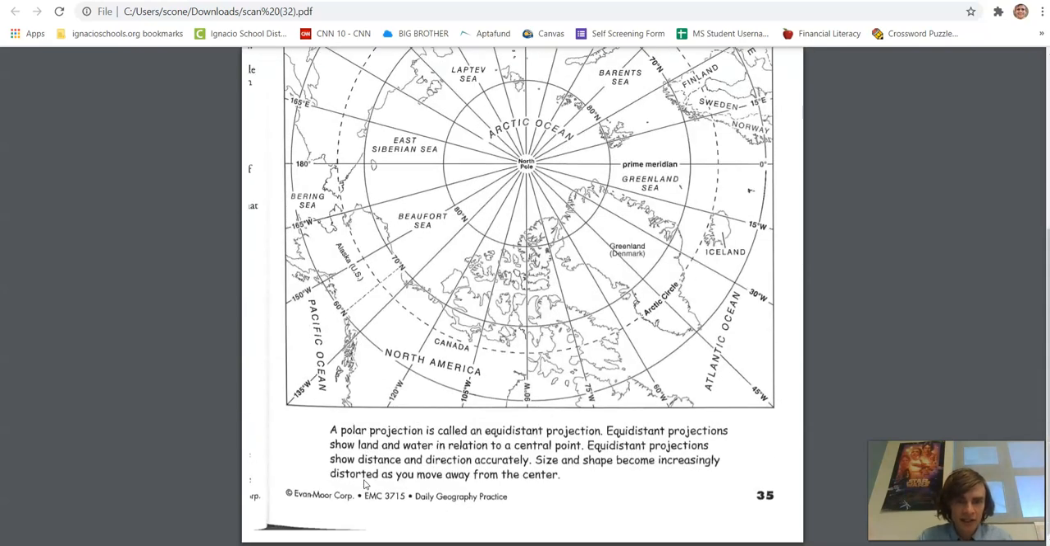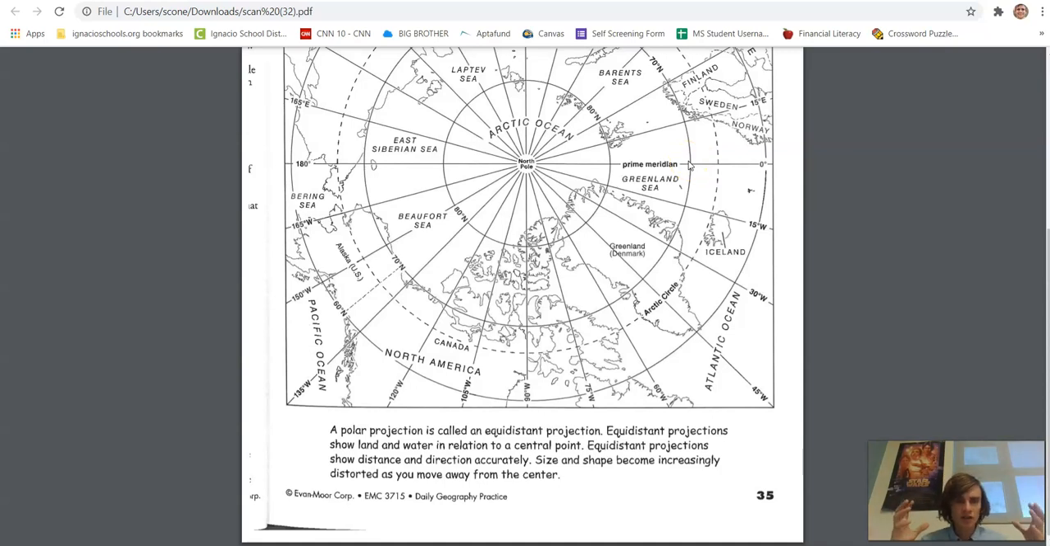It is called an equidistant projection. Equidistant is a word that means equal distance. So each point on this map is equally distant from the North Pole as the other points at the same lines of latitude. So every single point along 70 degrees north, if I were to measure from it to the North Pole, would be the same distance as if I went over here and measured the same distance here. Just like the radius of a circle from math.